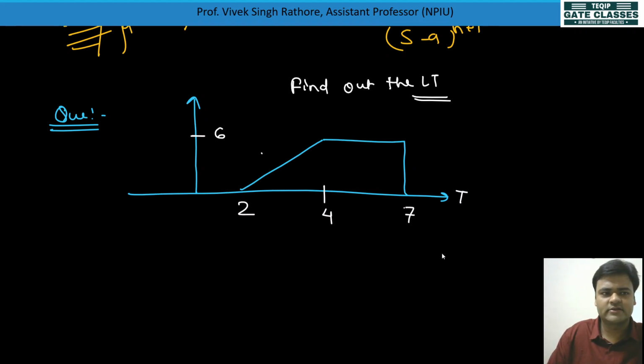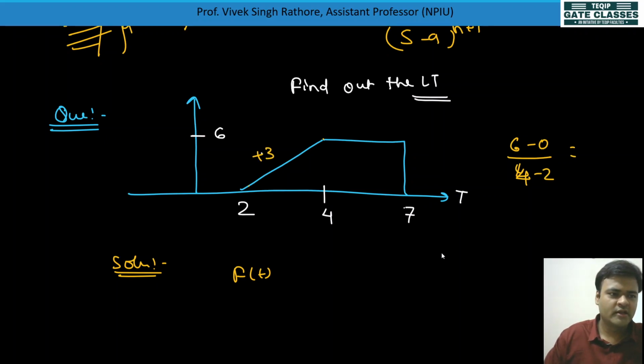signal. You have to find the Laplace transform. So how do you do it? Your approach will be: first we need to write this signal in the time domain as a mathematical expression. So f of t can be written as, see, this is nothing but r of t signal. R of t, what will be the slope? See, 6 minus 0 by 4 minus 2. So you'll get 6 by 2 is 3. So plus 3 slope is there. Here slope is 0, and here again slope is 0.